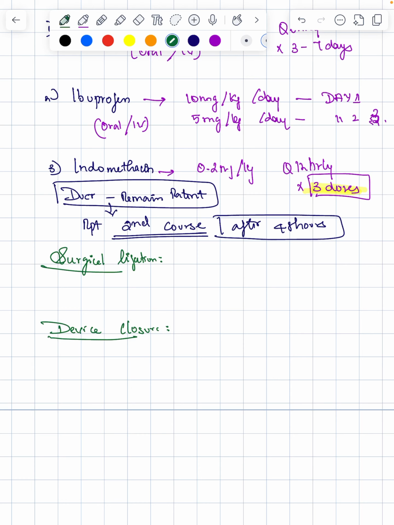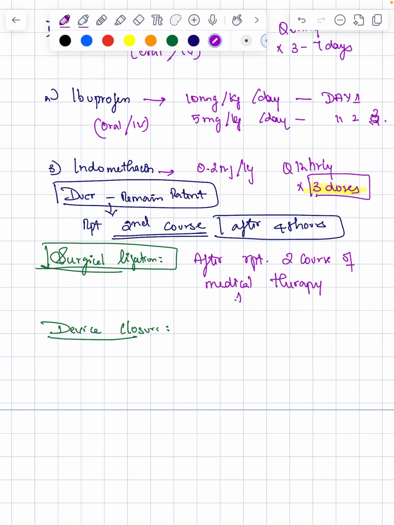That is, when will you go for a surgical ligation? If they ask, when will you go for a surgical ligation in a preterm child with a PDA? That is, after at least 2 courses of medical therapy, if the child or infant remains symptomatic, then you go for a surgical ligation.